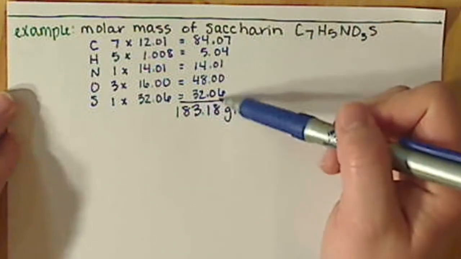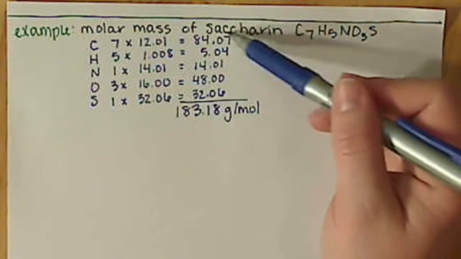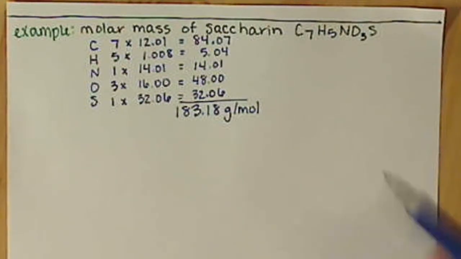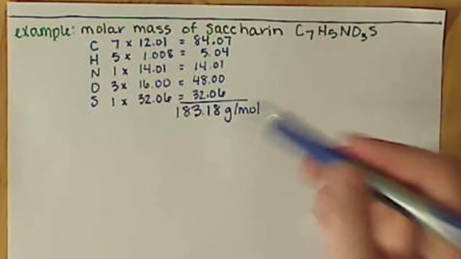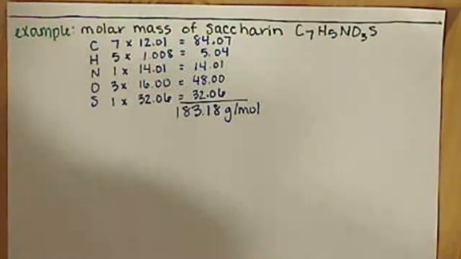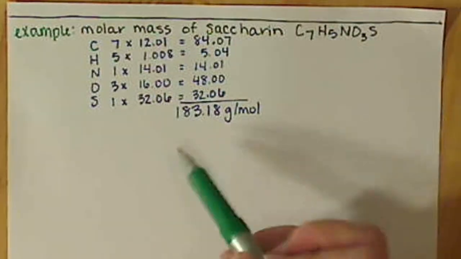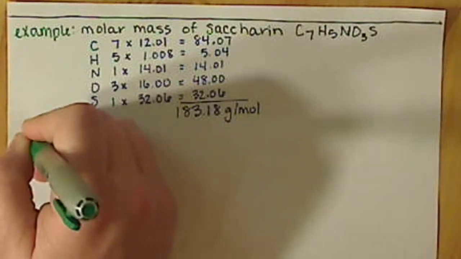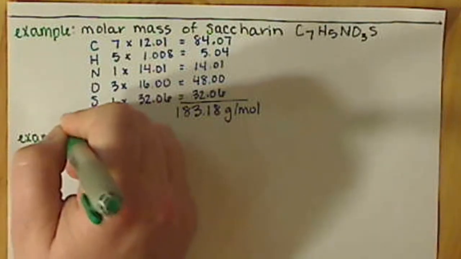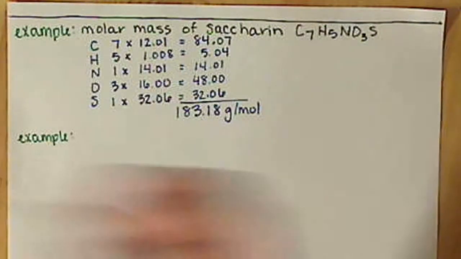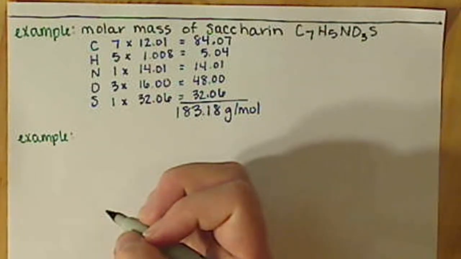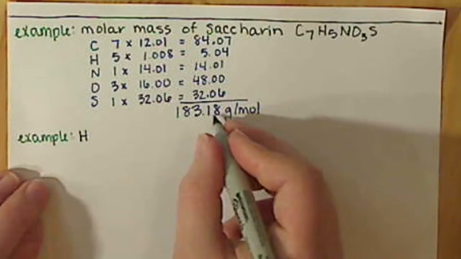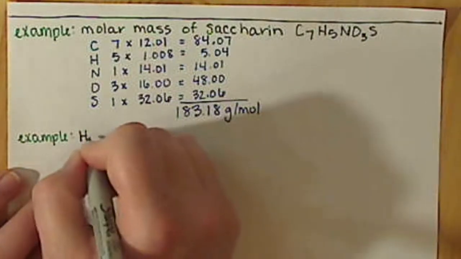So I added all of these numbers. All of these numbers go to the second decimal place. So my answer needs to go to the second decimal place. So that's our molar mass of saccharin. We can use this molar mass just like we used the molar mass of carbon earlier. Okay, so if we want to look at how many grams of saccharin are in 8.5 moles, we can use this value to do that.